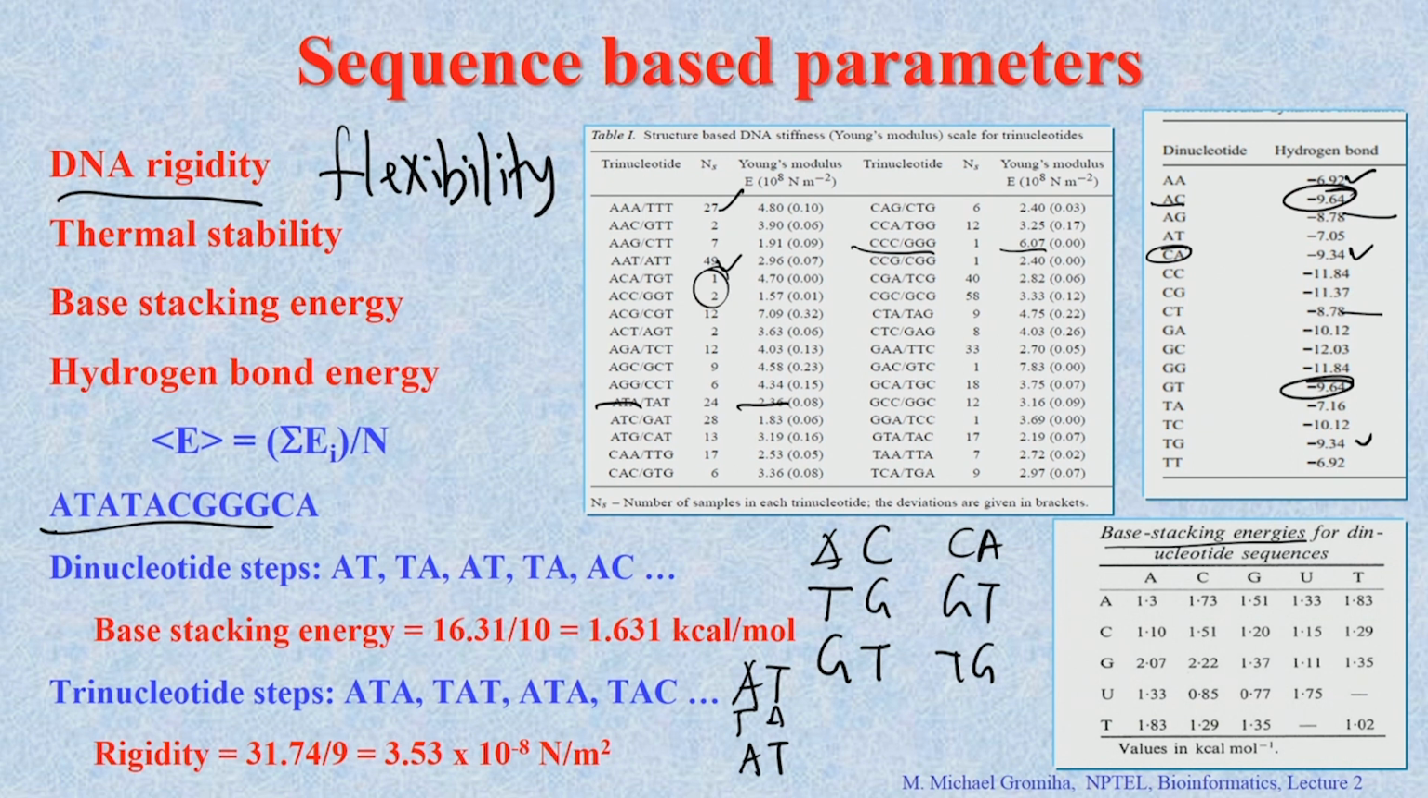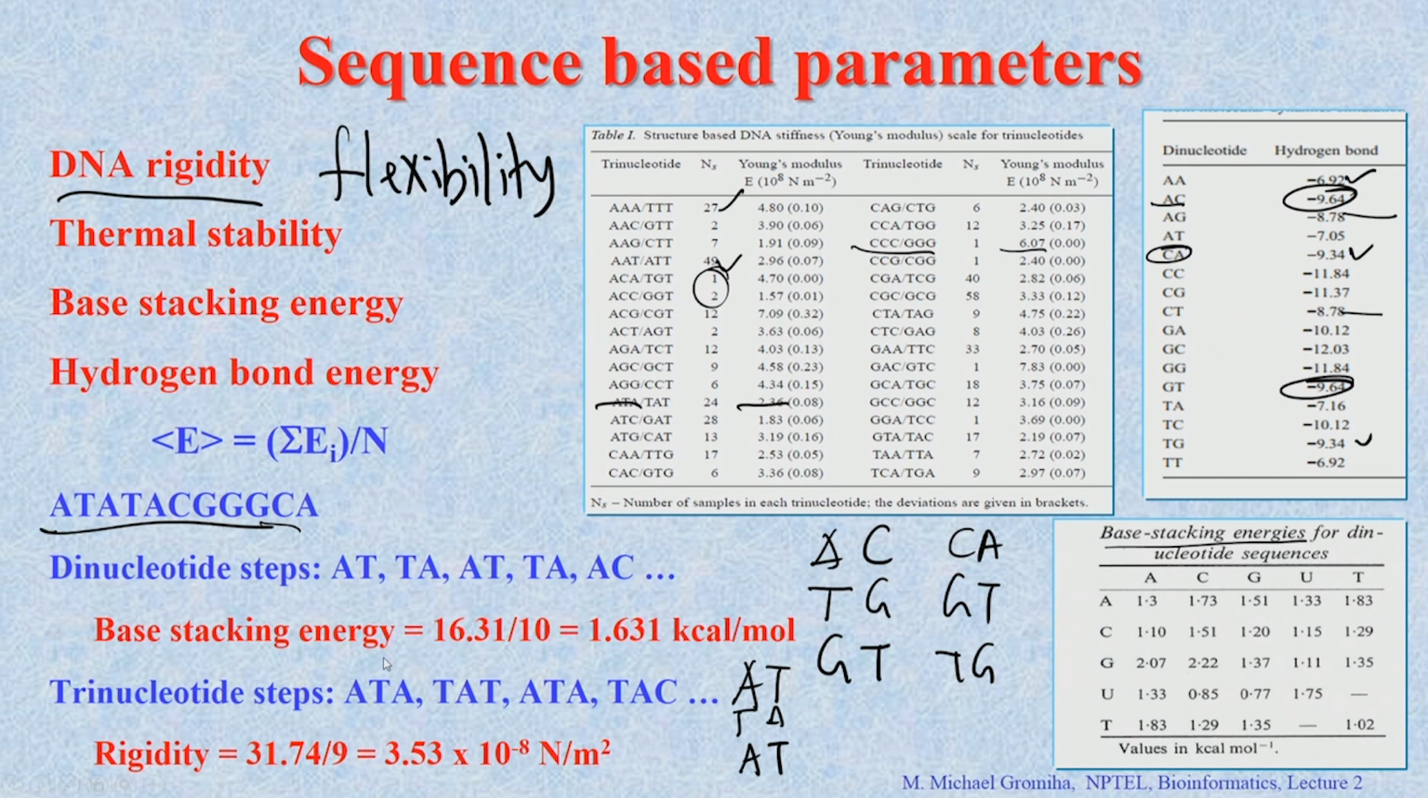Now, if you have a sequence, how do you calculate the average property of any DNA sequence? That is the question. I will explain with two examples, one with the rigidity and one with the base stacking energy. If we take this sequence ATA, TAC, GGG, CA, we need to divide this into overlapping segments. Here data are known for the trinucleotides, so we can classify in overlapping segments.